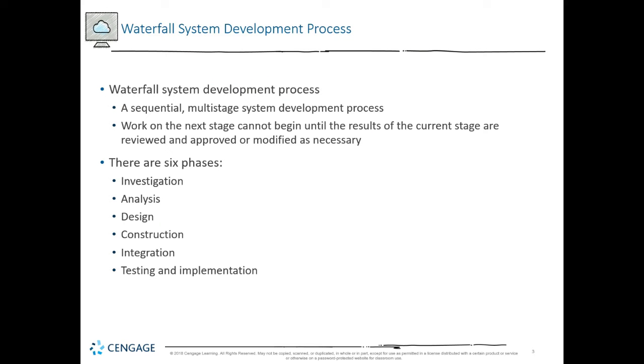Waterfall System Development Process: a sequential, multi-stage system development process. Work on the next stage cannot begin until the results of the current stage are reviewed and approved or modified as necessary. There are 6 phases: investigation, analysis, design, construction, integration and testing, and implementation.